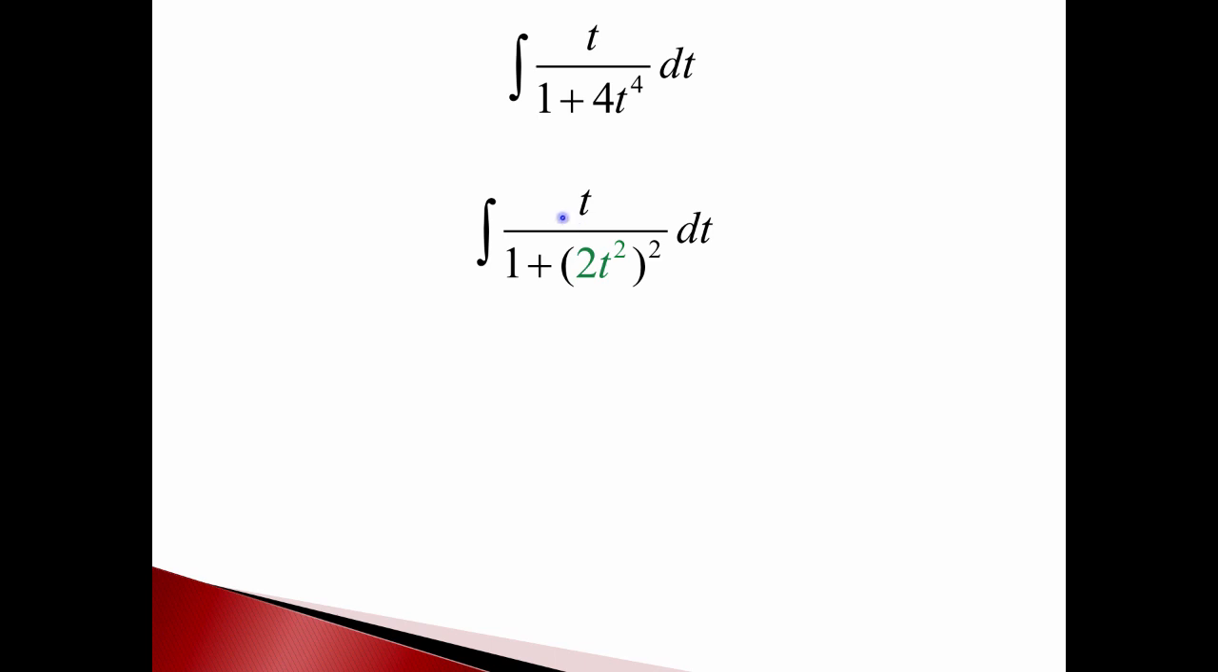So what I'll need to do is put in a 4 and put a fourth on the outside, and we're good to go. But again, I need to be able to do this really quickly, so I'm just going to say it, right? I put in a 4 next to my t, put a fourth on the outside. This gives me 1 over 1 plus u squared, which gives me an inverse tangent, and there we go, 1/4 inverse tangent of 2t squared plus c.